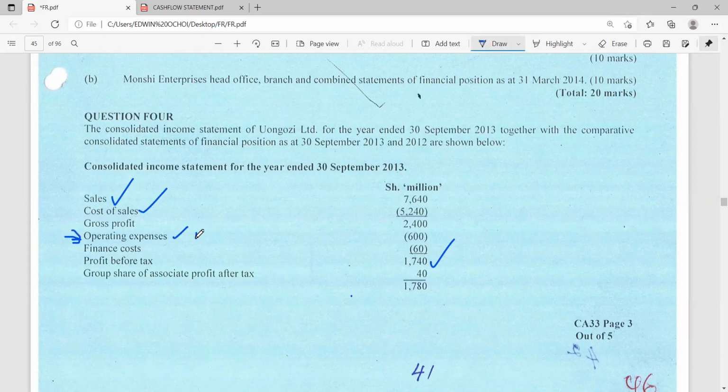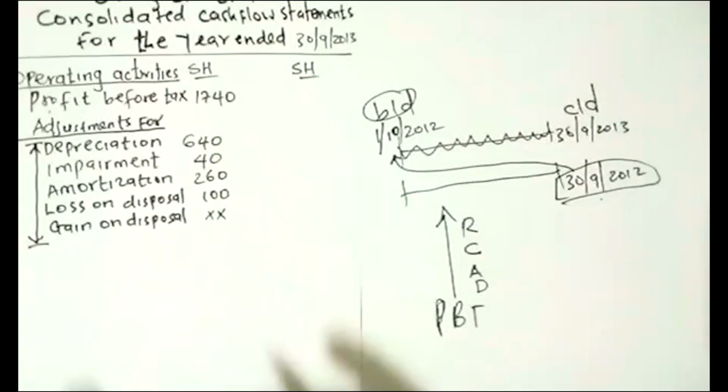Admin and distribution. So admin, administration, and selling and distribution. So other than the three, another item which is above this profit before tax, you adjust. And the only one which is above there is finance cost. So the finance cost is 60. It was deducted. We add.